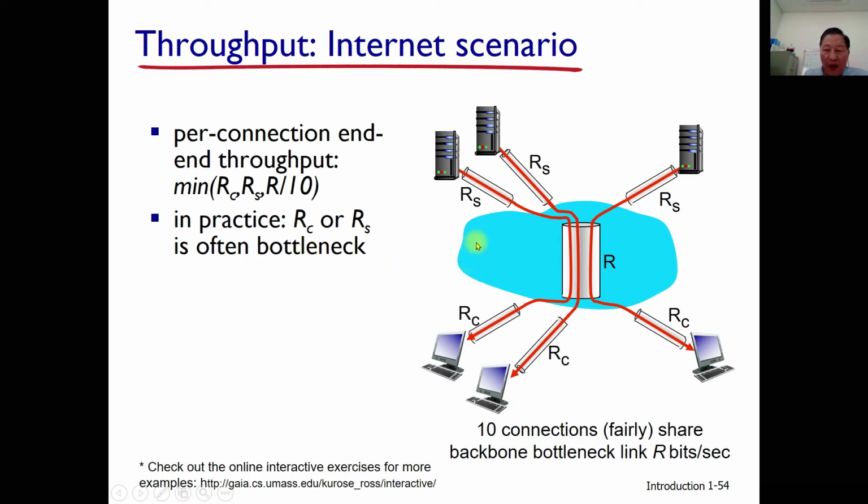If we are considering a real internet service provider here, usually this one will be sufficient enough. Then usually that edge link here, or this one, will dominate it, and that will be the bottleneck link.